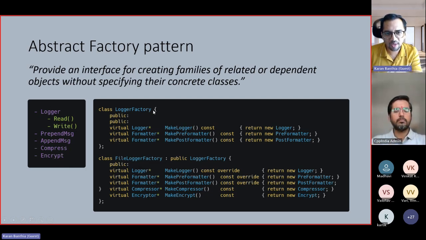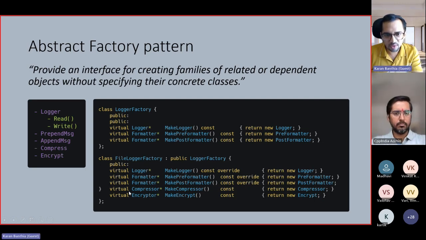So it is a logger factory, and oh, there's two times public. Okay, so it will make a logger. This is the first object it will create. Then it will create a pre-formatter, which is prepend message. It will create a post formatter. Now this is common, shared across all types of loggers. Now if I want a file logger, I can inherit from this and I can create two more. I can add to it a compressor and an encryptor. So these are two more objects which get created.